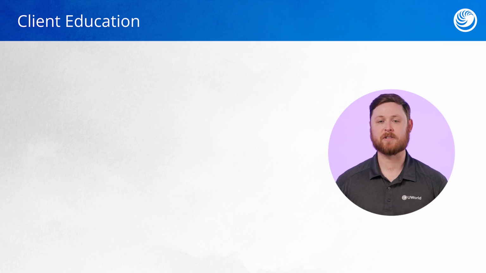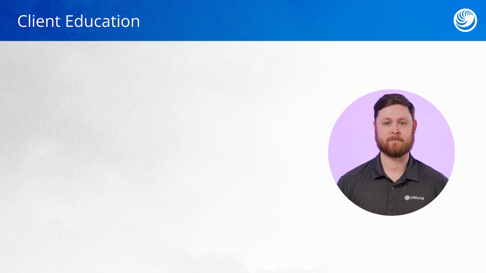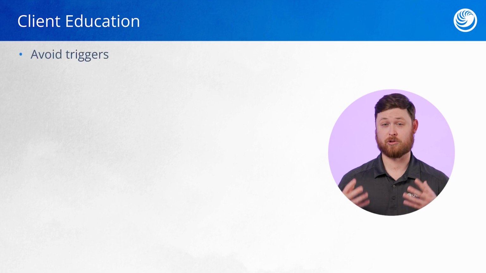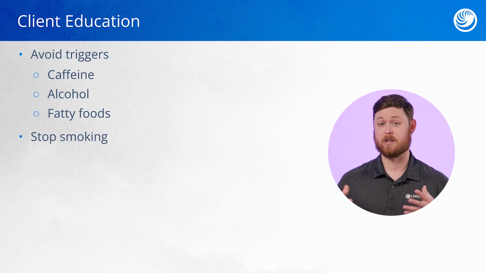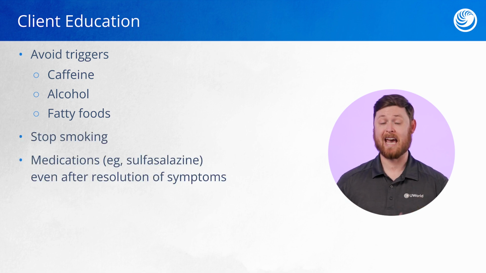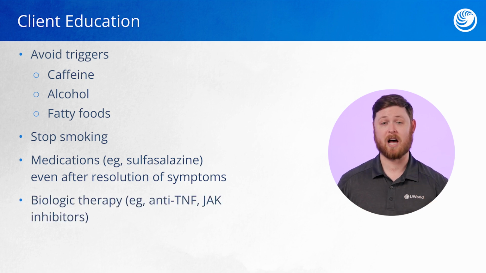Client education focuses on preventing an acute exacerbation. So we want to teach the client to avoid certain triggers like caffeine, alcohol, and fatty food consumption. We want to encourage the client to stop smoking and using tobacco products. Medications such as sulfasalazine are continued even after symptoms are resolved, as this will help prevent a recurrence. And in severe cases, the client may be started on biologic therapy.